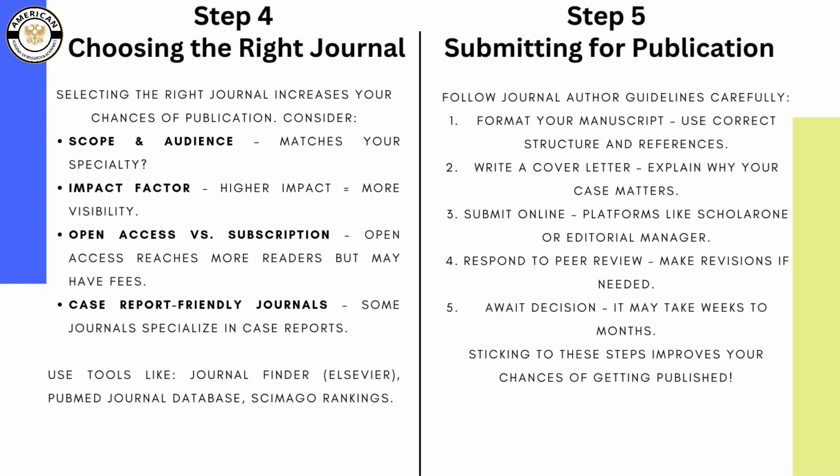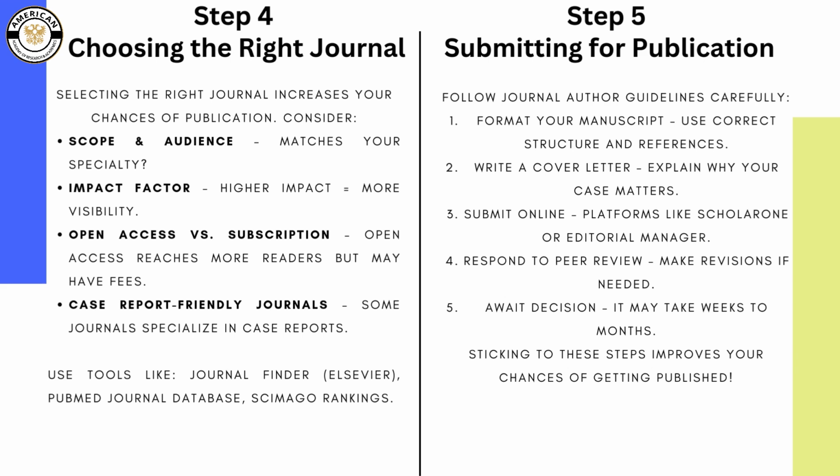Selecting the right journal is crucial to getting your case report published. Consider scope and audience. Does the journal focus on your specialty? Impact factor. High-impact journals have more visibility. Open access versus subscription. Open access journals have wider readership but may charge fees. Case report-friendly journals. Some journals specialize in case reports, making acceptance easier. Use tools like Journal Finder by Elsevier, PubMed's journal database, and SCImago journal rankings.